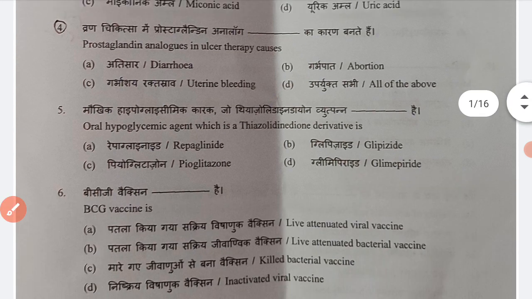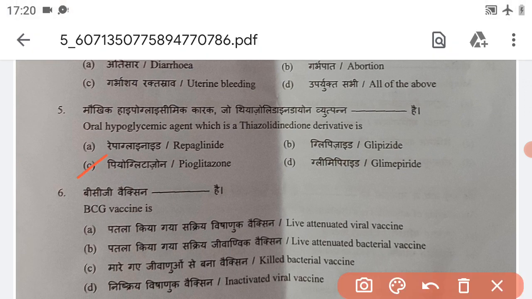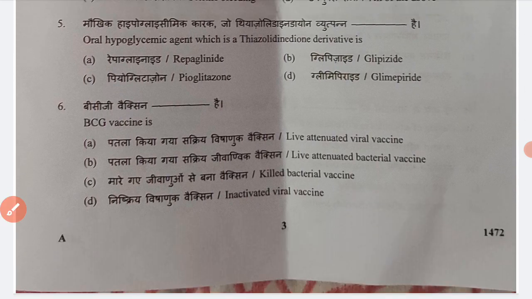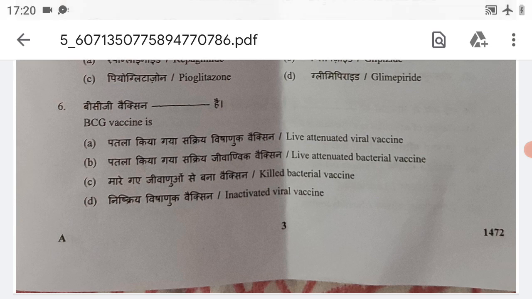Next, the oral hypoglycemic agent which is a thiazolidinedione derivative is pioglitazone. Next, BCG vaccine is a live bacterial vaccine. So the right answer is option B, live bacterial vaccine.